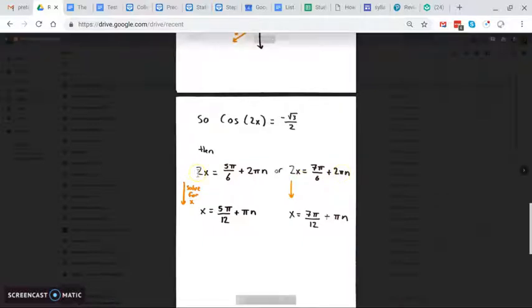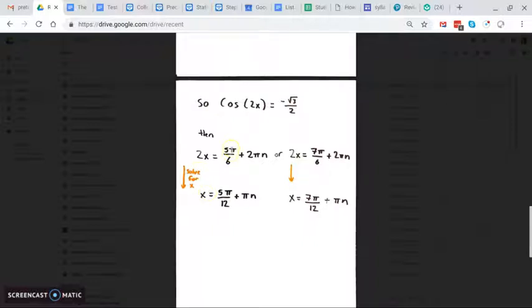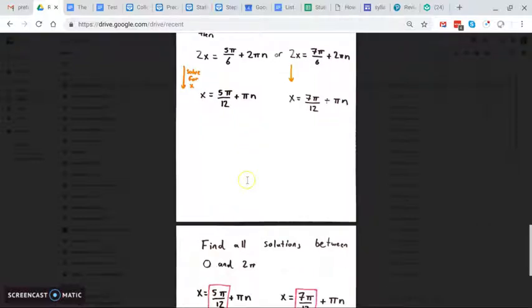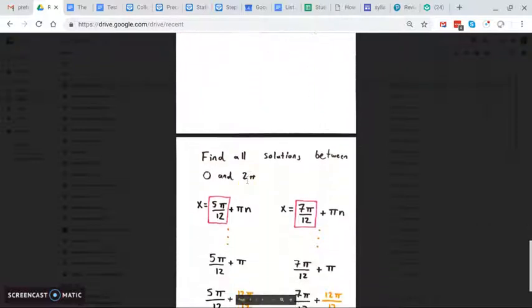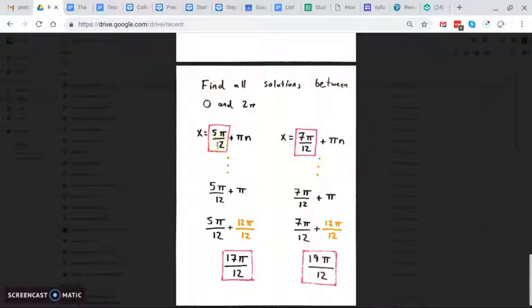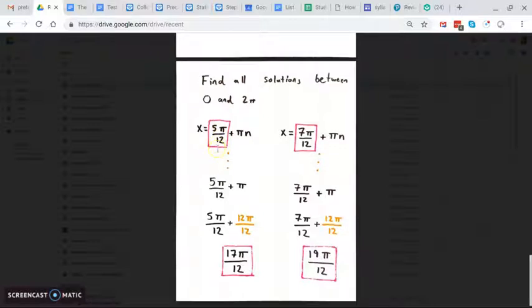Now what we do is just divide both sides by 2, and you see I'm dividing both 5 pi over 6 and the 2 pi n by 2. So all my solutions are going to be 5 pi over 12 plus pi times n, and then 7 pi over 12 plus pi times n. And then from there, we just find the iterations, because we're no longer rotating by more than a circle, just by a half circle. These values will have a second solution inside just one complete revolution.